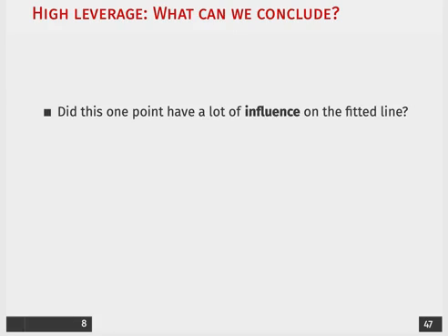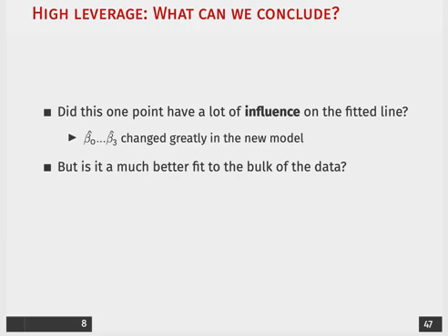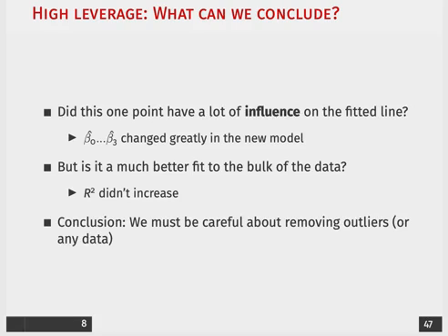And so what we are left with is, do we really know if this one point had a lot of influence on the fitted line? Even though the betas changed in the new model, it doesn't necessarily mean that we have a better fit or a better understanding of how to actually model the data, because our R² value, the amount explained by our model, the regression sum of squares over the total sum of squares, didn't increase.